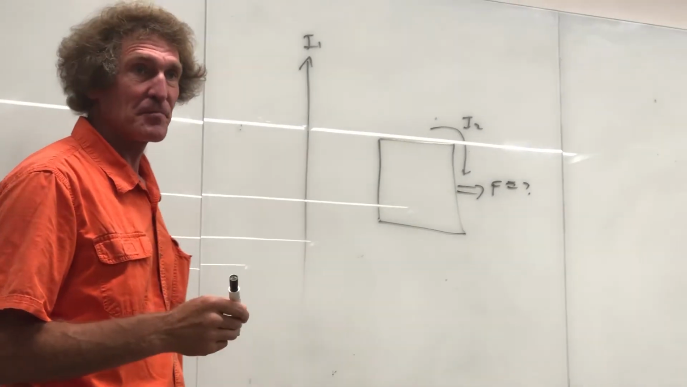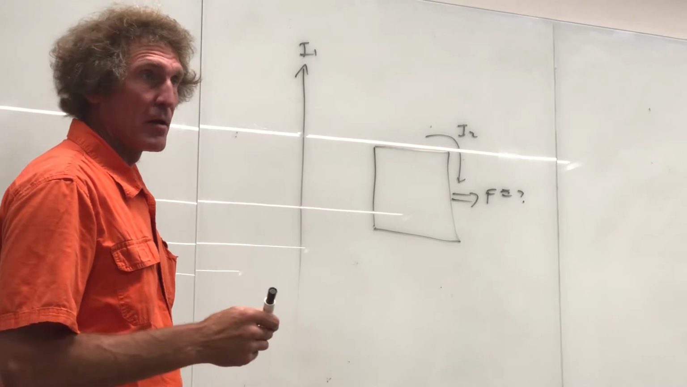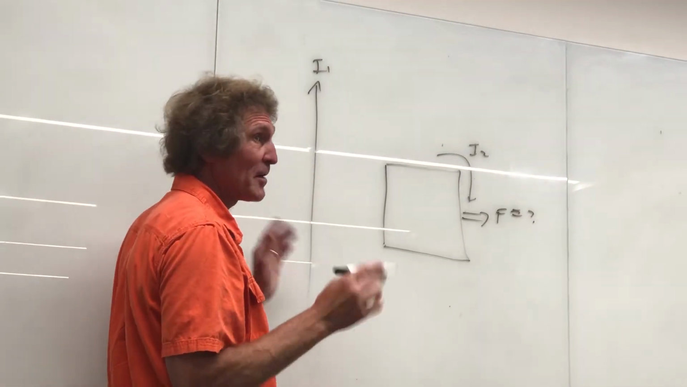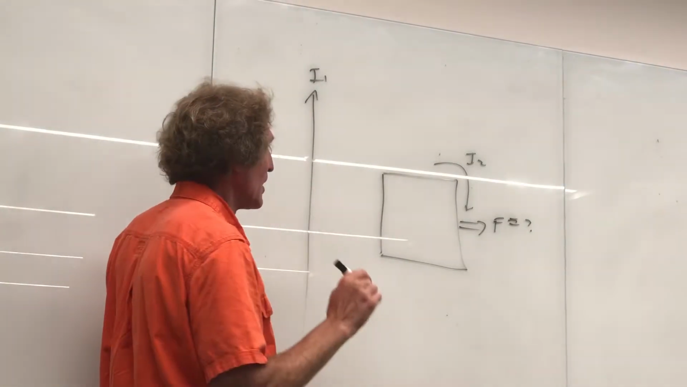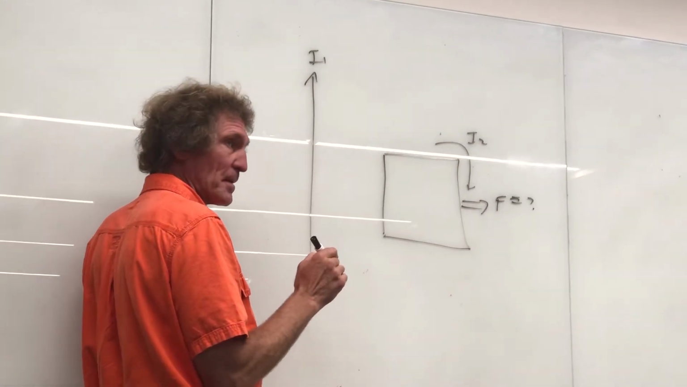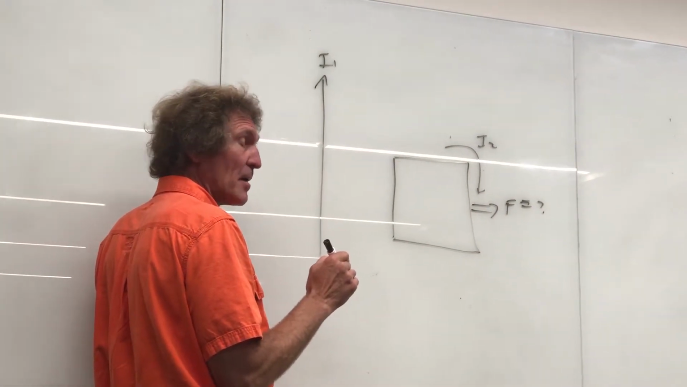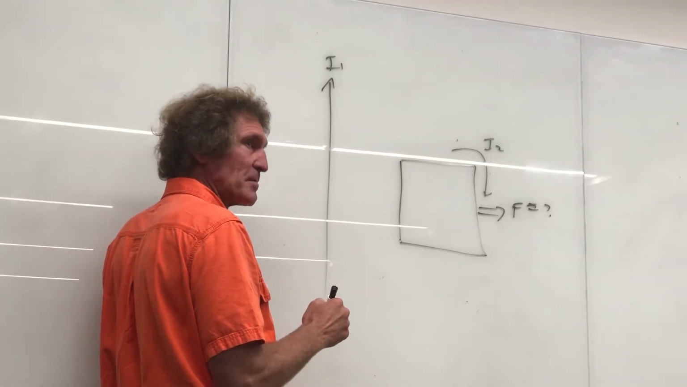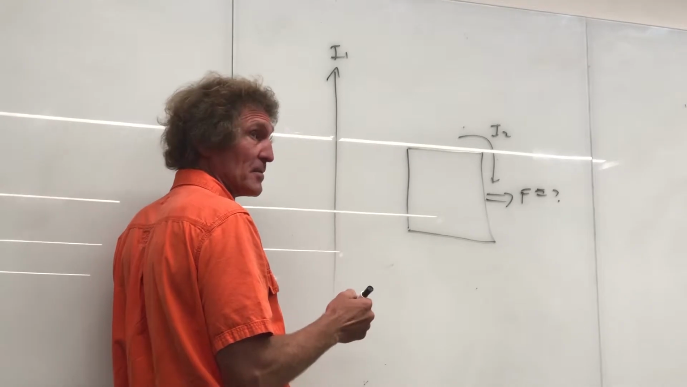Any ideas? Find the current going down and the current going up. Well, we've got the currents. I'm giving them to you. So we don't have to find those. Find the forces. All right, so where do you want to start? The magnetic force on the I1. All right, but we need something even more fundamental than the magnetic force. What do we need? The B field, right?